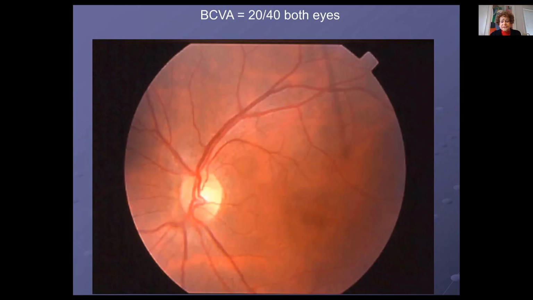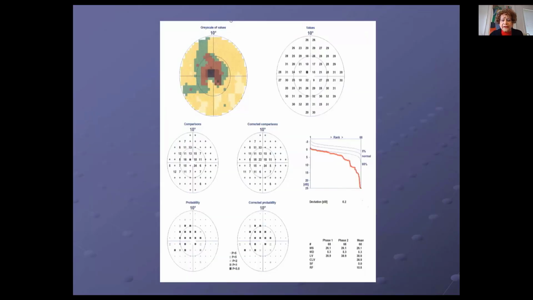Well, let's see what her visual field looks like. She has a superior nasal paracentral field defect. So you see that all these deviated points are significantly deviated, and you can see that the probability of these defects is very significant. So it's very interesting that she comes with her father, and we looked at her father.